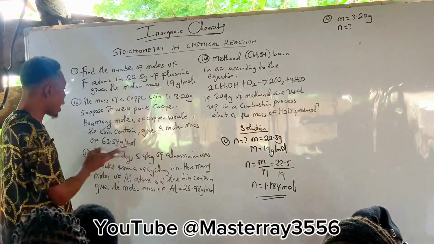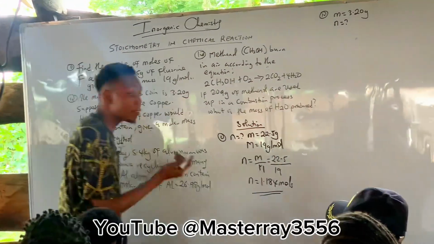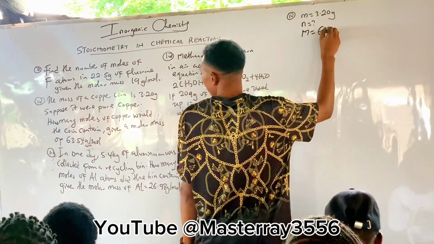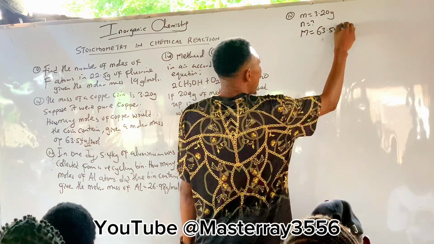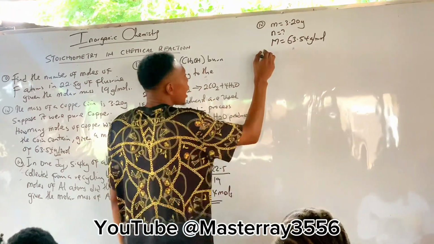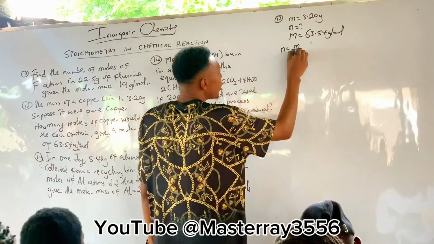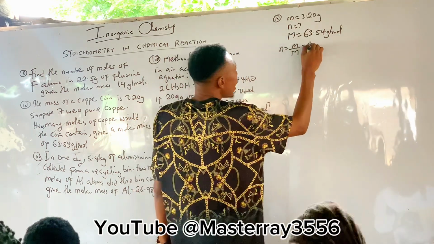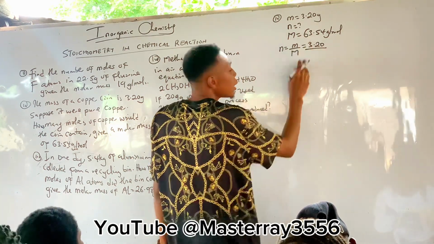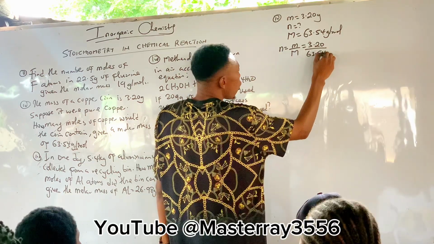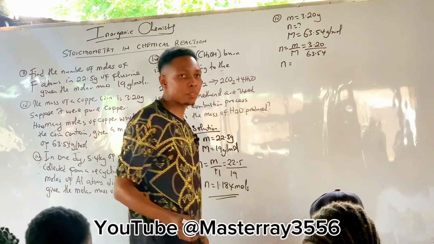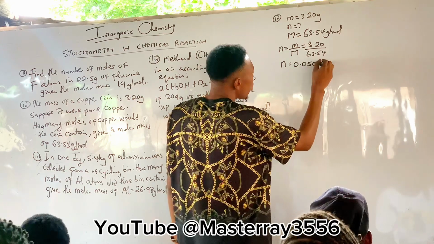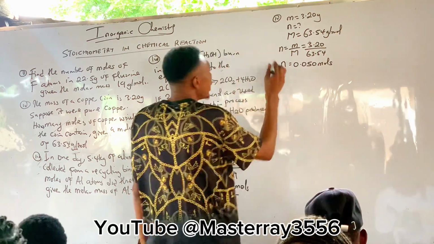Given a molar mass of 63.54, we are given the molar mass of copper, that's our big M, to be 63.54 gram per mole. So from here, our n will be equal to mass over molar mass. Are you following? Our mass is 3.20 and the molar mass is 63.54. If you divide that, you have 0.050 moles. So the next one, number 3.